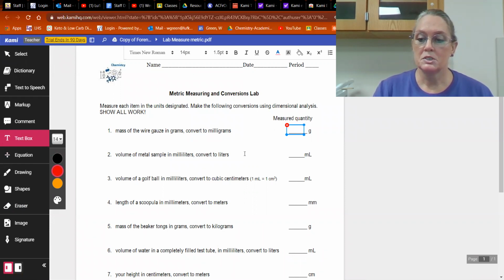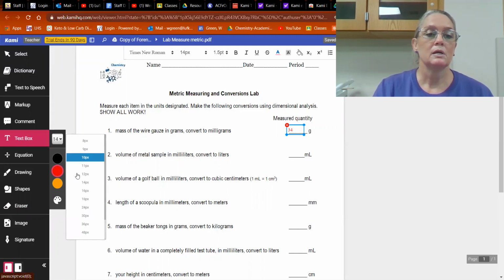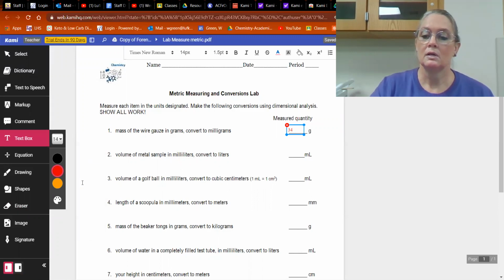Let's say that your measurement was 34 grams. If your measurement was 34 grams, you're good. You can make it larger if you want to. Let's say we wanted it larger. So we do it again, 34, and it's a little bit bigger, if that's what we wanted to do.